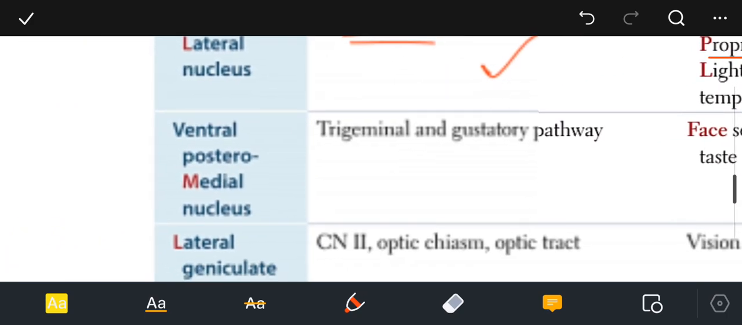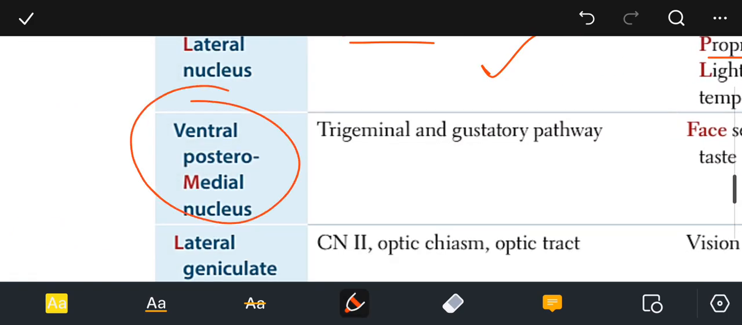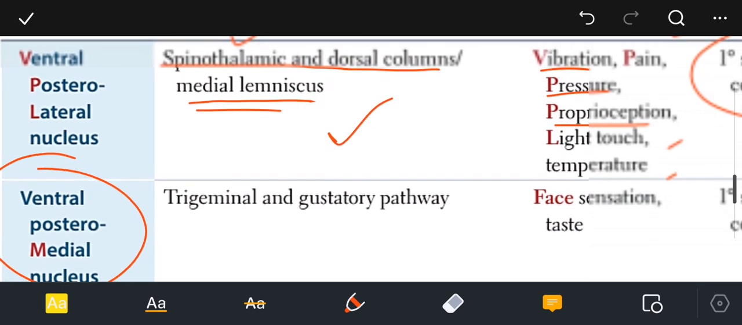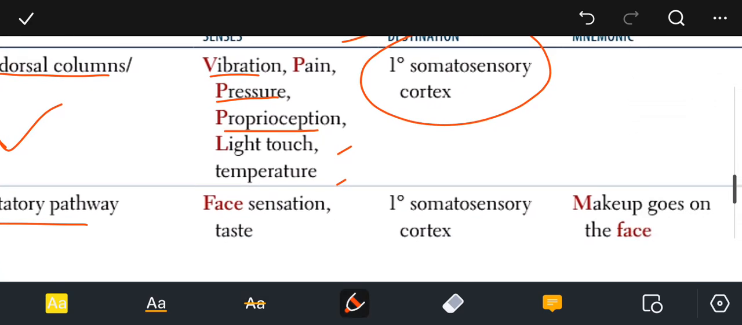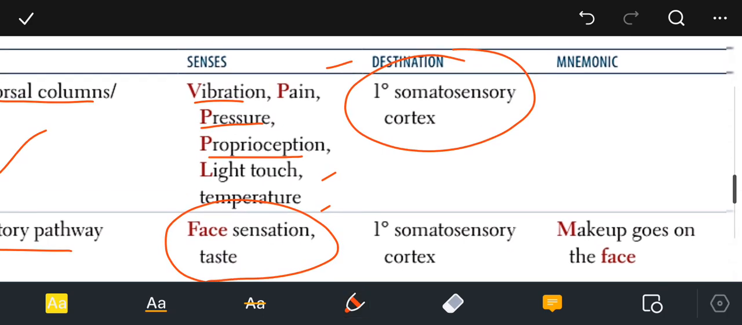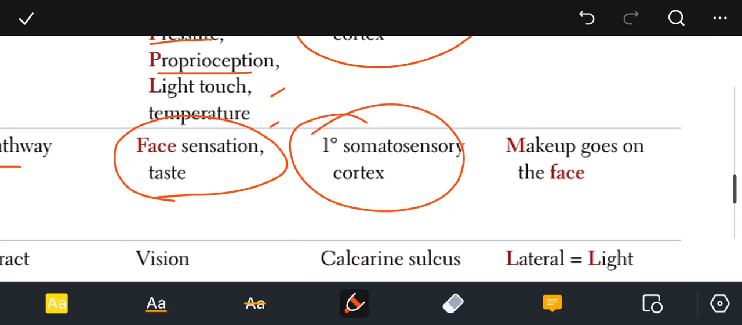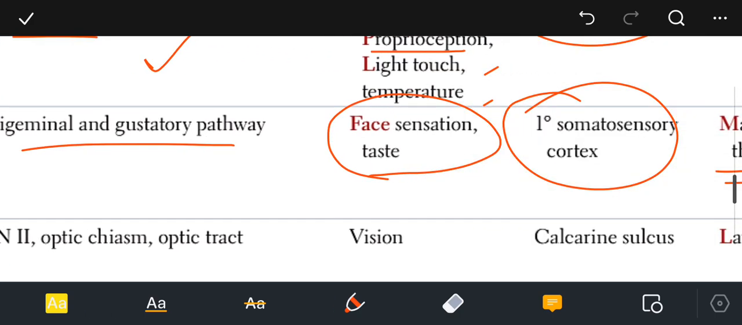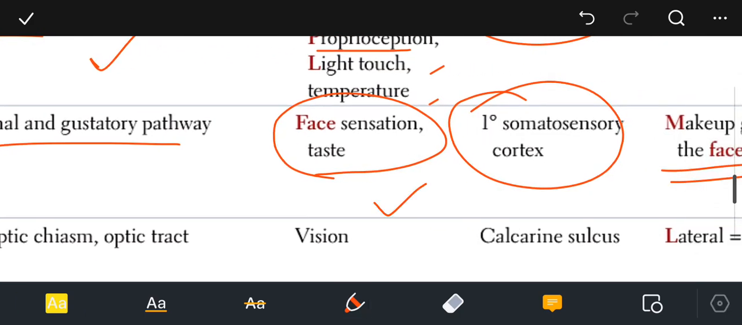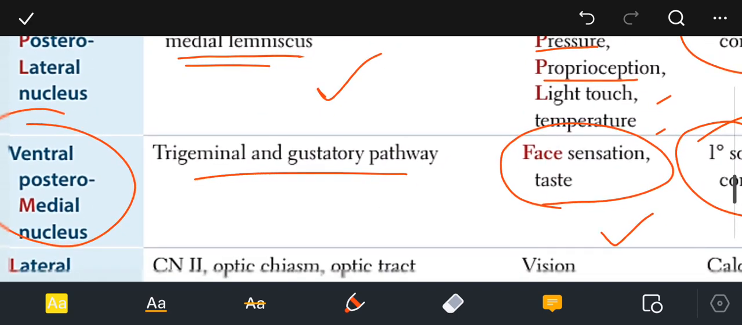The destination is the primary somatosensory cortex, because these are sensations, and sensations are supposed to ultimately reach the primary somatosensory cortex. Then we have the ventro-posterior medial nucleus. The input is the trigeminal and gustatory pathway. The senses are face sensations and taste, and the destination is the primary somatosensory cortex. You can remember it by the mnemonic: makeup goes on the face.